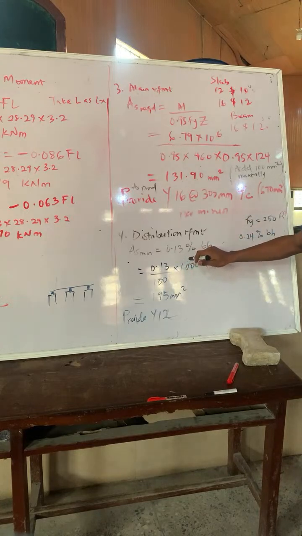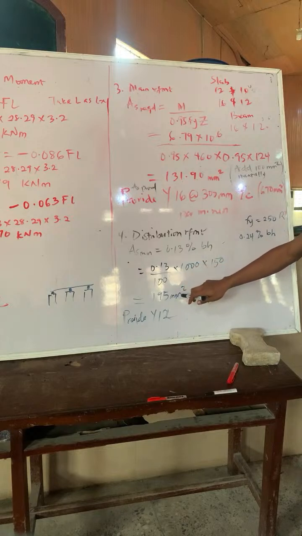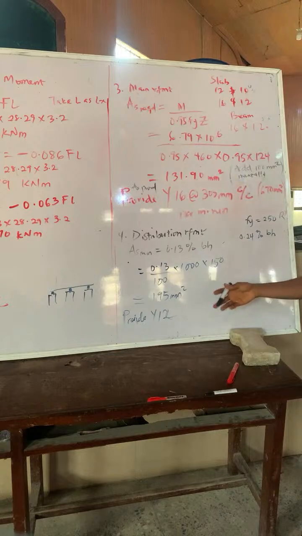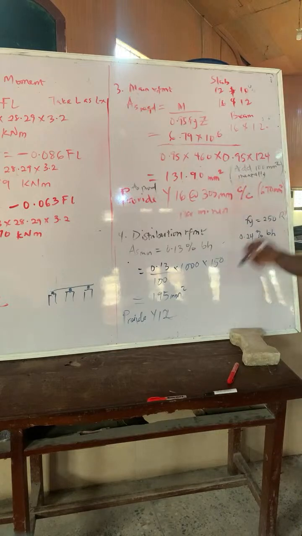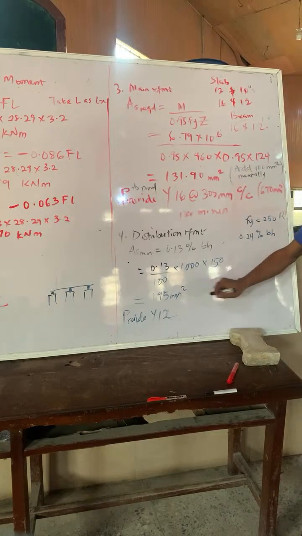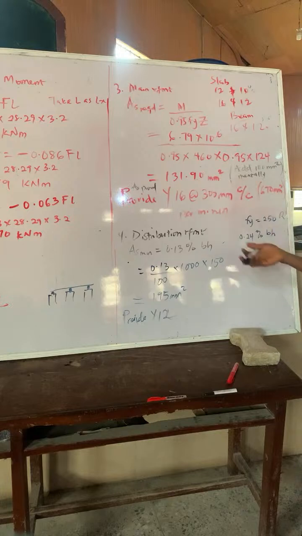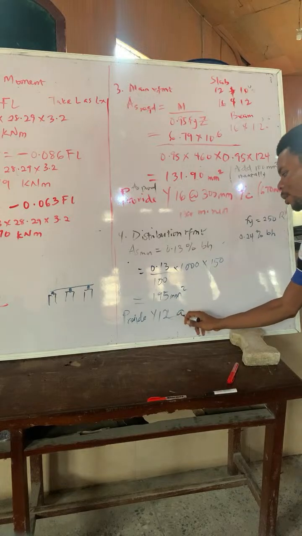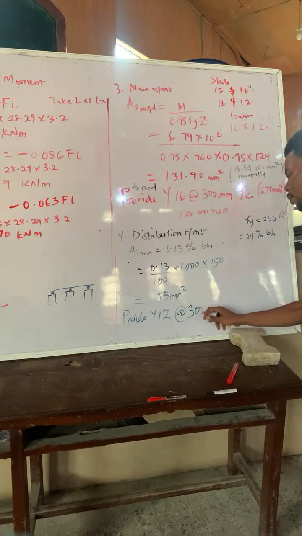Like this one, your AX minimum is 195. It's not greater than your AX. Let's provide. You provide first now. After getting your answer, provide. Before you provide, yes. Provision for this one: Y12 at 300 mm center to center.